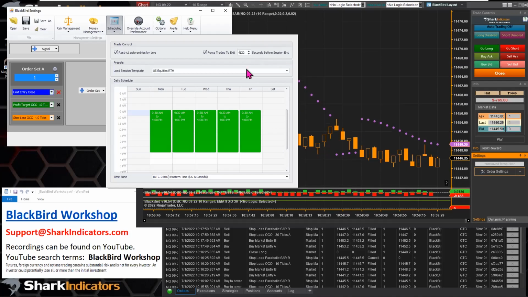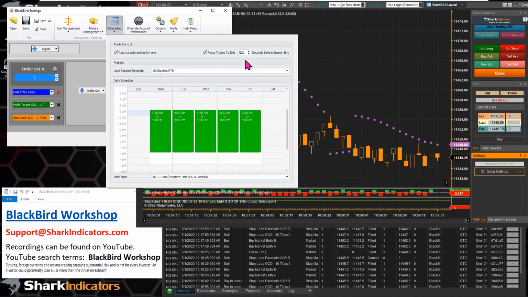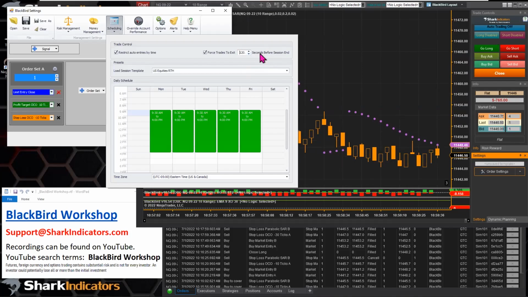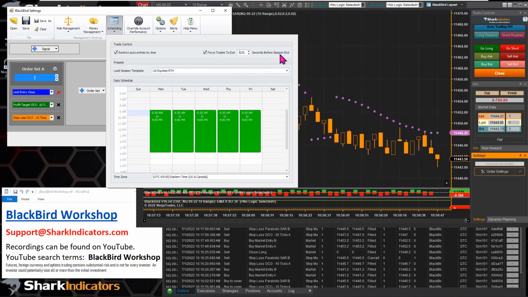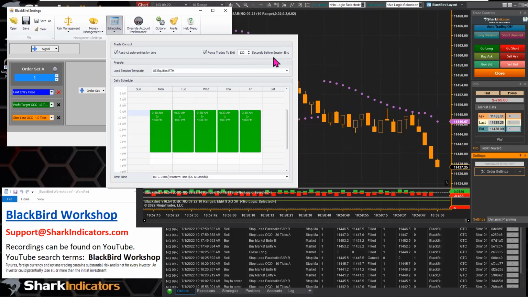So you could play it both ways. A positive number is 2 minutes before the session ends, and a negative number would be seconds after the session ends. So that's the easiest way to ensure that your positions are closed out.